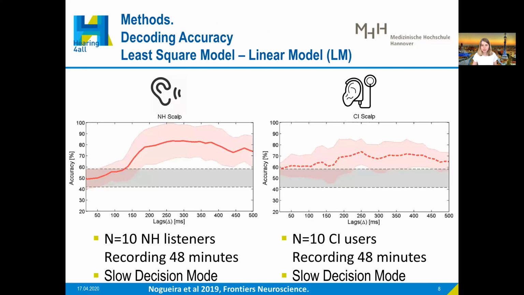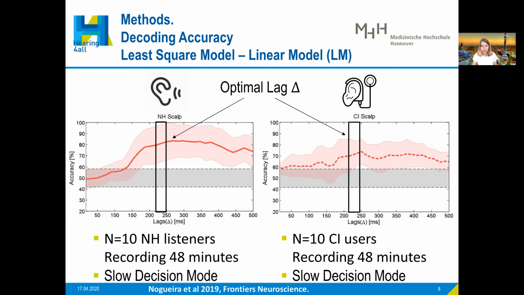So here you can see the result of the linear model for 10 normal hearing people and 10 CI users. On the x-axis, you can see different lags, and on the y-axis accuracy, which means the percentage of correctly decoded trials. We use this data to estimate an optimal lag window, which gave us a window between 220 and 236 milliseconds.